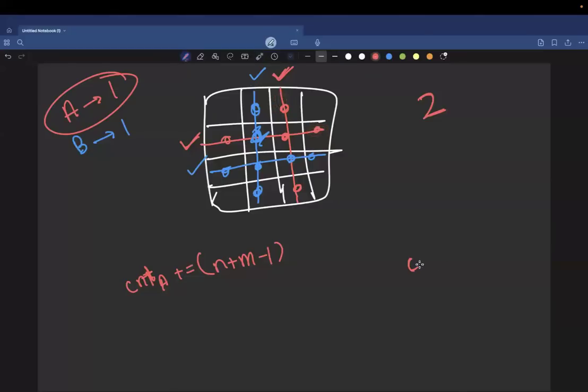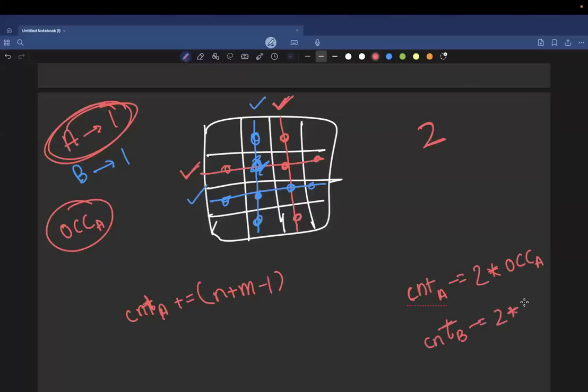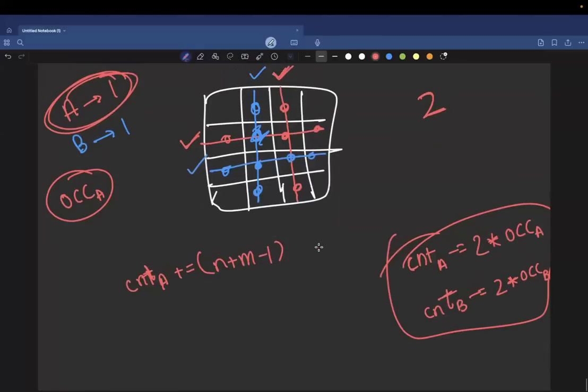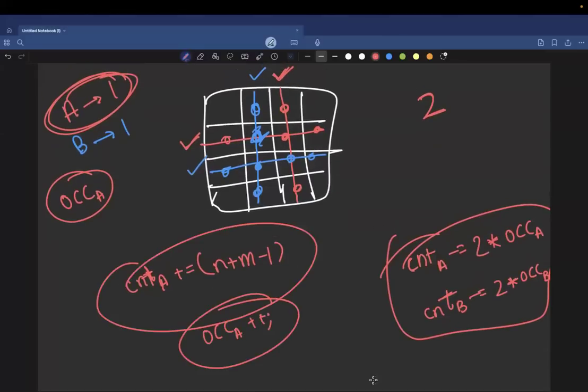So count of A would be decreased by, let's call this thing OCCA, that is the occurrence of A, how many times Alice has chosen any cell. So count of A would be decremented by 2 into occurrence of A, and count of B would be decremented by 2 into occurrence of B. This would happen, and then the occurrence of A should be incremented after this, right? Can I say that that's all what is happening?